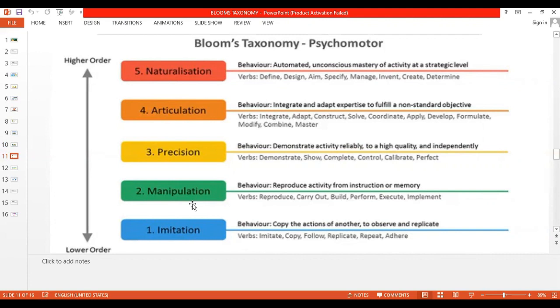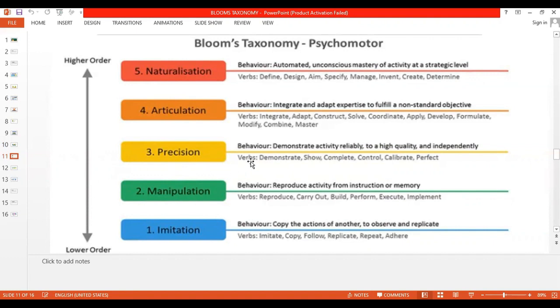Next is manipulation. At this level, the learner will reproduce activity by instruction or memory. See, the attributes are reproduce, carry out, build, perform, execute, implement. An example for this manipulation is, while learning driving, looking into the back and side mirror every time one intends to take a turn.